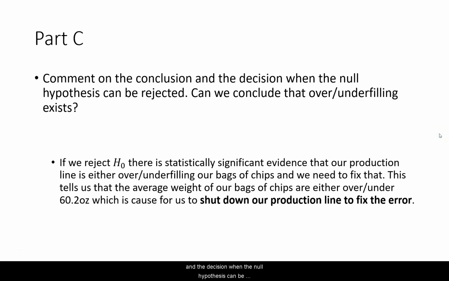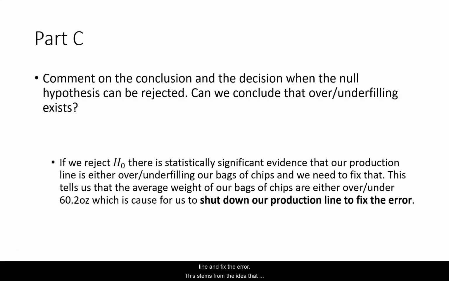Part C is asking us to comment on the conclusion and the decision when the null hypothesis can be rejected. Can we conclude that over or underfilling exists? If we reject the null hypothesis, there is statistically significant evidence that our production line is either over or underfilling the bags, and we need to stop the production line to fix it. This tells us that the average weight of our bags of chips is either over or under 60.2 ounces, which is cause for us to shut down the production line and fix the error.